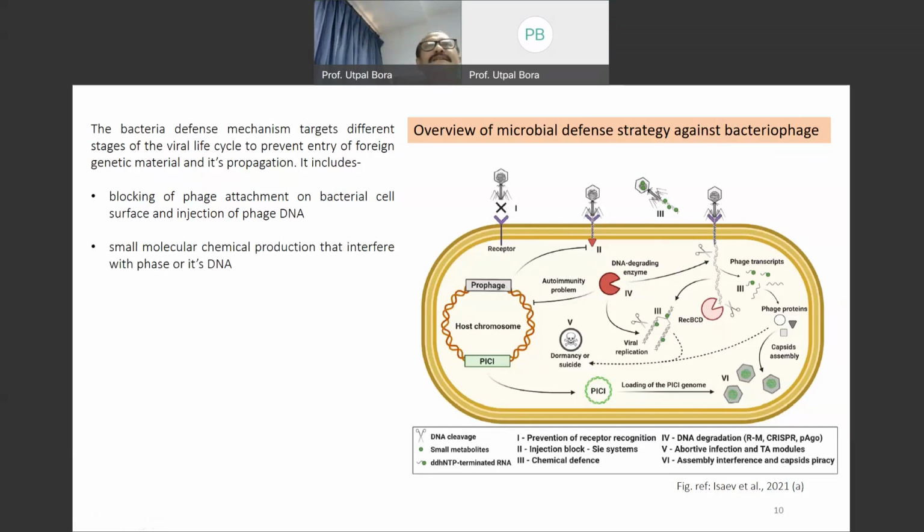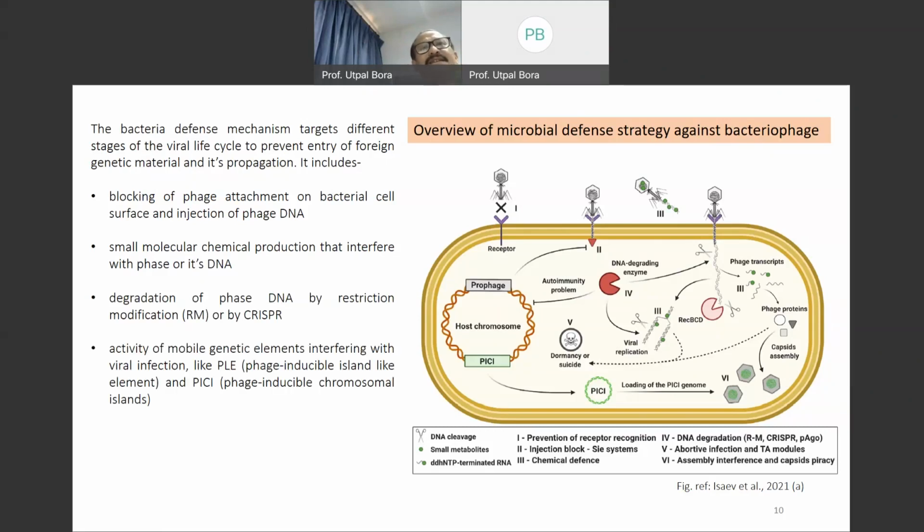Anyway, secondly, small molecular chemical production that interferes with the phage or its DNA. Another way is the degradation of the phage DNA by restriction modification, which you already have come to know from Samrat Bora in the morning, or by the CRISPR-Cas9 system or CRISPR.